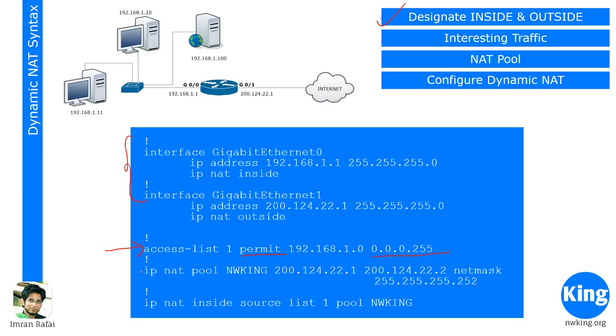Then we create an IP NAT pool. We make use of the command ip nat pool, and we give a name, whatever name you want, and then we give the pool of IP addresses. In this case, it's 200.124.22.1 to 200.124.22.2. That means we're only giving two IP addresses, and we give a netmask. This is a keyword. You have to give the word netmask and then the subnet mask, which here is 255.255.255.252. It depends on your case.